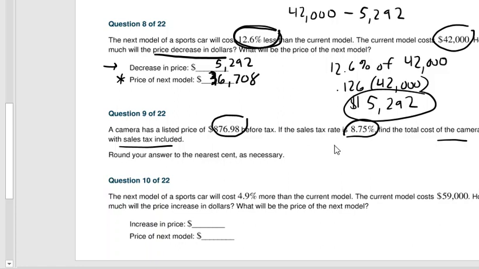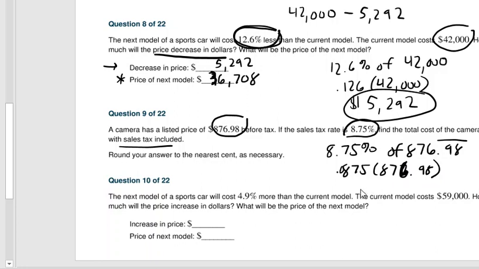So if we're going to figure out how much we pay in sales tax, we're going to have to find out what 8.75% of $876.98 is. So we take the 8.75%, we change it to 0.0875, we then times that by $876.98. Okay, so we're going to do 0.0875 times 876.98.